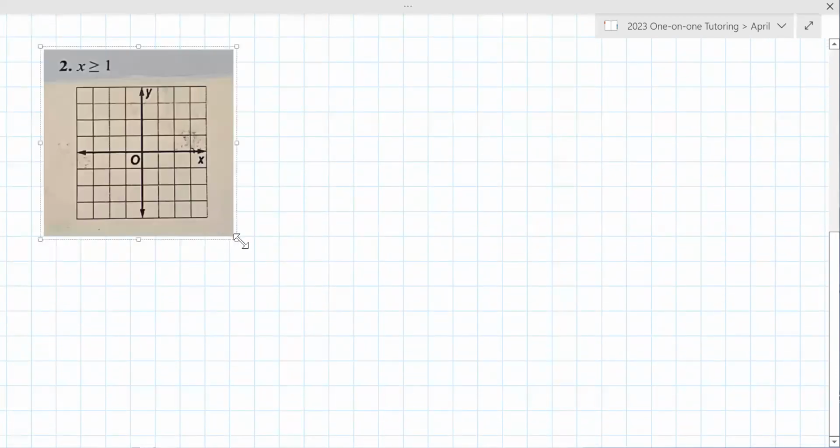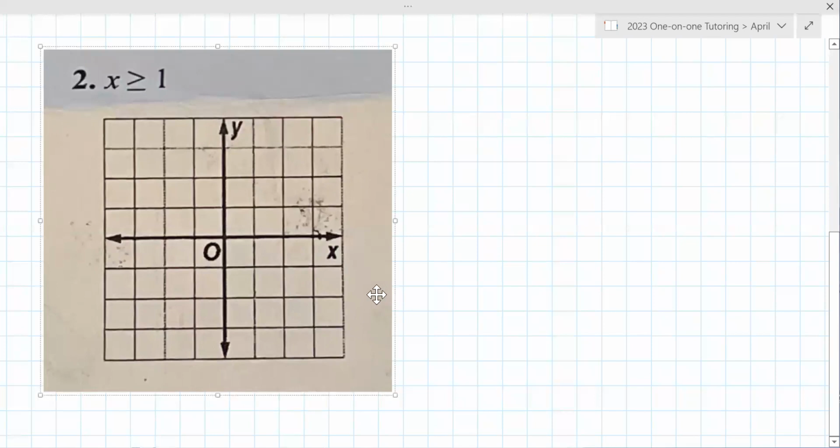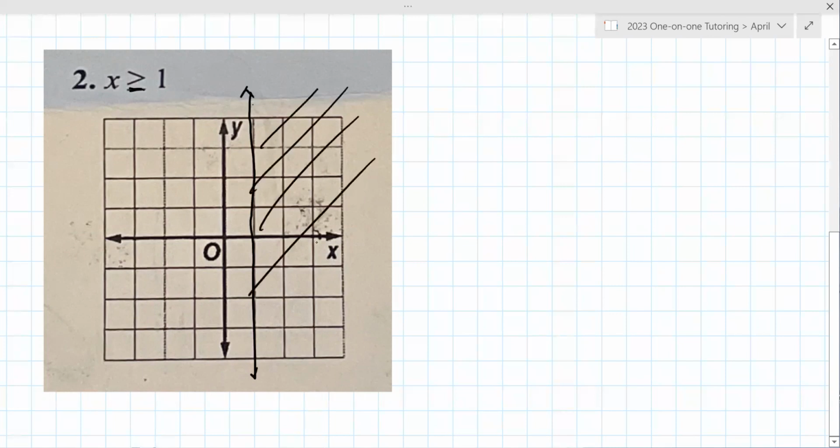Then, and we'll compare here when you're done. I'm done. All right, so there's a line here. Yep. One. A bolded line. It's solid because of the line underneath. Yep. And then you're shading to the right of it this time.